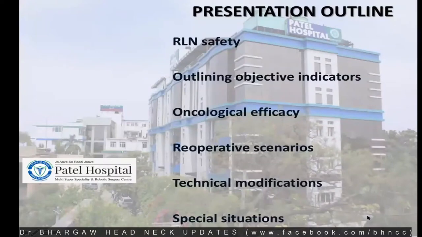So during the talk, we will talk about safety of the recurrent laryngeal nerve, which is essentially the crux of every thyroid surgery, along with the parathyroids. We'll try to outline objective indicators which help us decide whether or not it should be universally used. We'll talk about whether it is safe to use IONM in cancer. Some people say it is, some people say it's safer, some people say it's less safe and adds a complacency, but we'll talk about that. We'll talk about reoperative scenarios and how we can modify techniques and what is currently available.